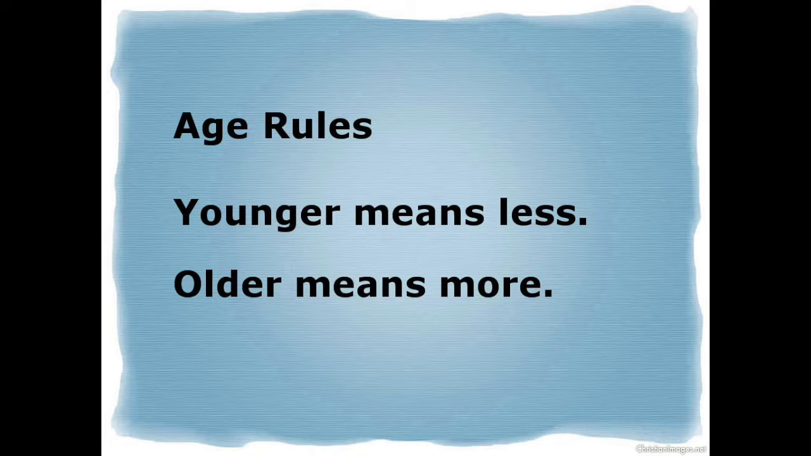Today we're going to be solving word problems through substitution, and these problems have to do with age. So let's look at a couple of rules. Younger means less. Older means more. And that's very important because when it comes to word problems, you're going to see the word older and younger quite a bit. And older means more and younger means less, and that makes sense.